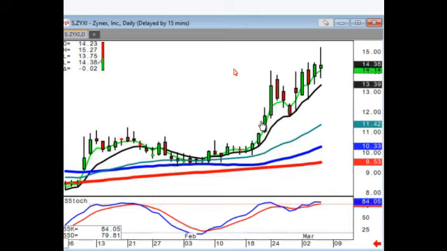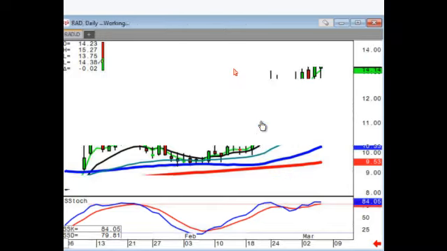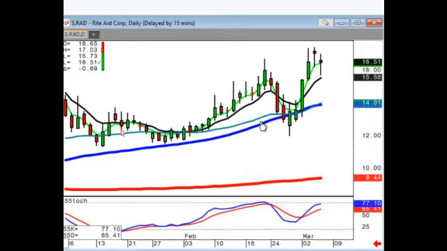And we've been in Rite Aid because of its kind of cup and handle pattern. Now, it traded off 69 cents today. Was that a sell? Look at the nature of this candle. That's a doji, an indecisive selling day.